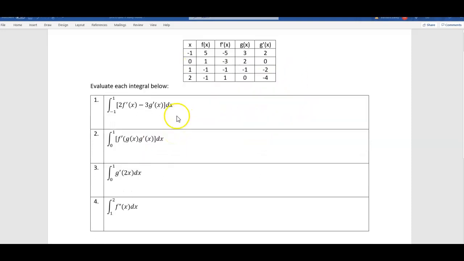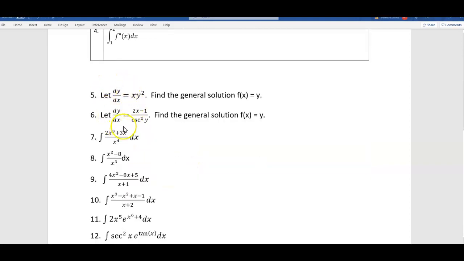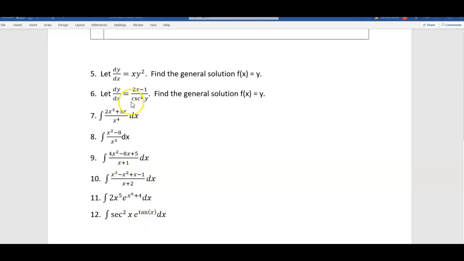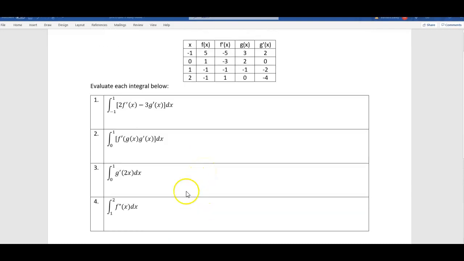I'm going to go ahead and go through 1 through 4, and then I'm going to do probably all the even problems down here, and I'll leave the odd ones to you guys for extra practice if you want to, with an answer key included. So let's go ahead and begin with 1 through 4 here.